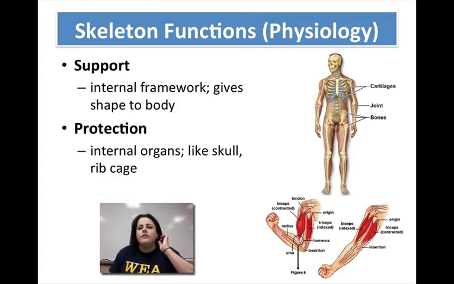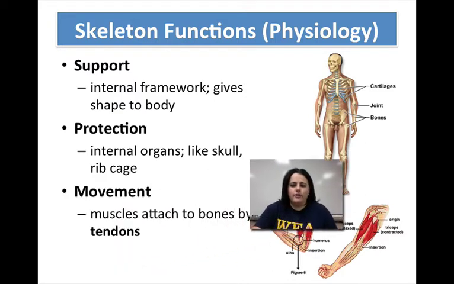So support is that it's our internal framework, meaning that it holds you up so you're not a lump of mush on the ground, in essence, right? So it gives you a framework, it gives attachment points for your muscles, and then in the protection role, it surrounds important organs like the skull and internal organs like the heart, the lungs, the diaphragm, the liver. So lots of protection there.